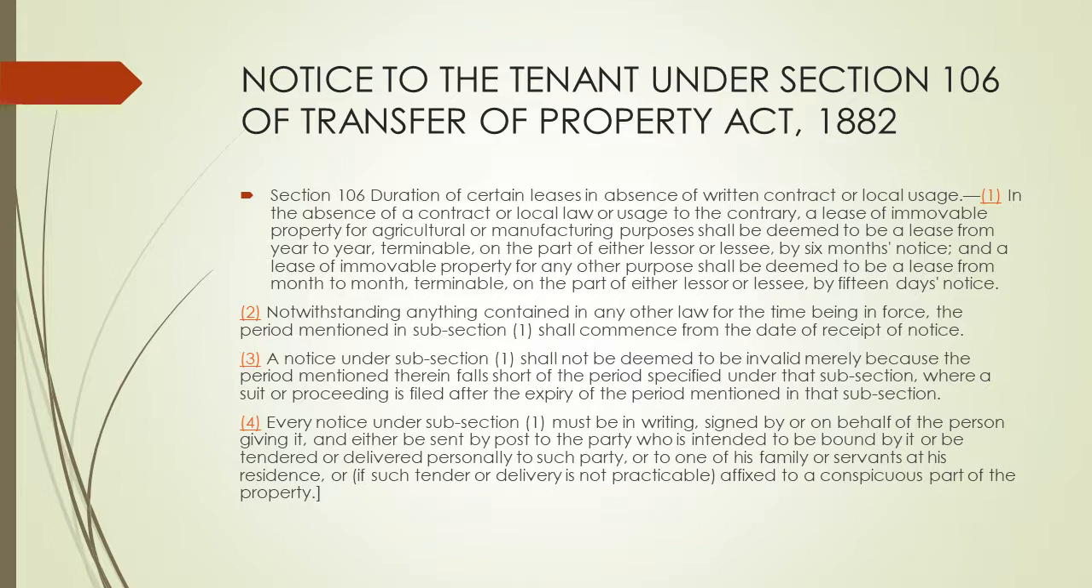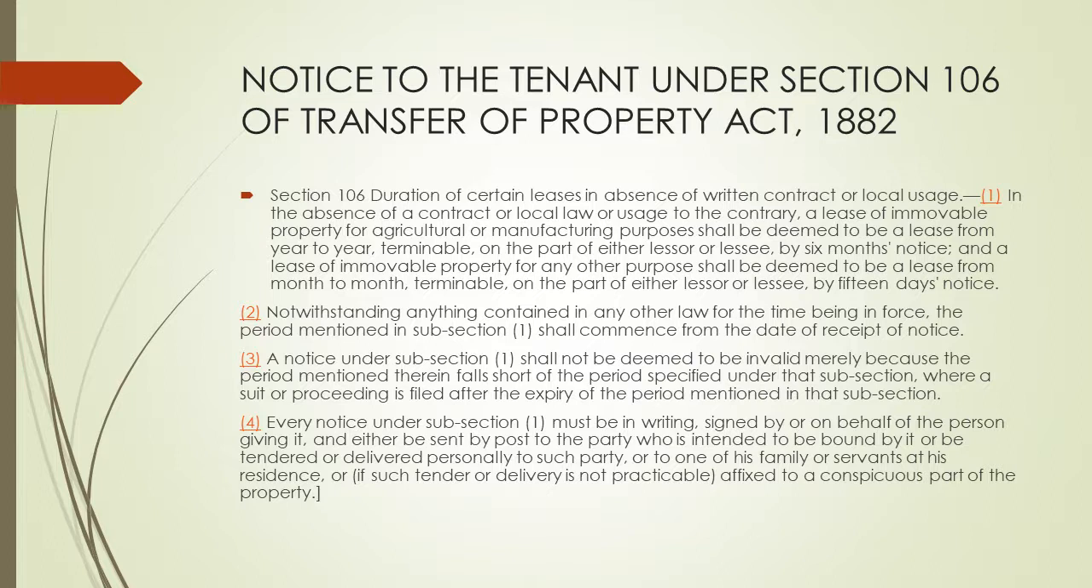So in the absence of a contract or local law or usage to the contrary. So if there is absence of a contract, or there is absence of a local law, for an immovable property for agricultural or manufacturing purpose. So if an immovable property is used for agricultural or manufacturing purpose, and that property is on lease, and there is an absence of contract, then it is deemed to be a lease from year to year.